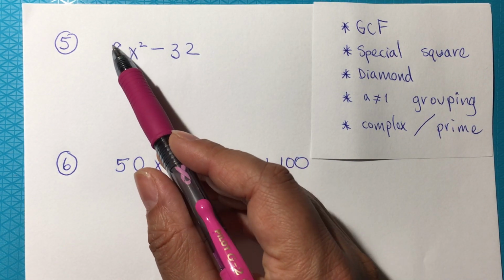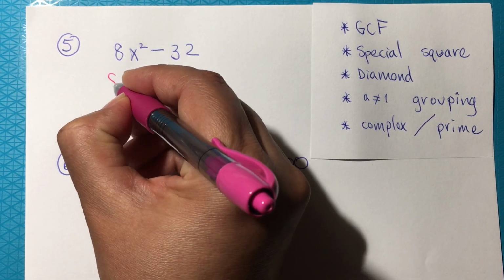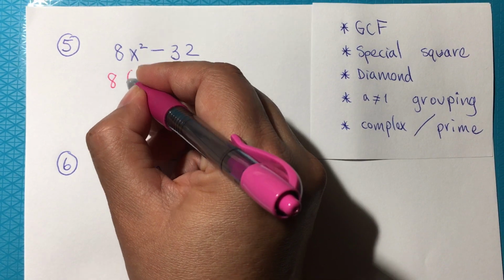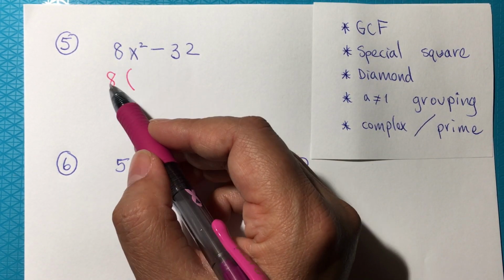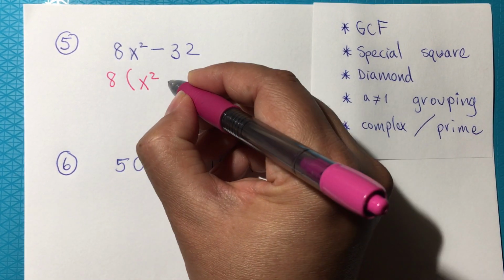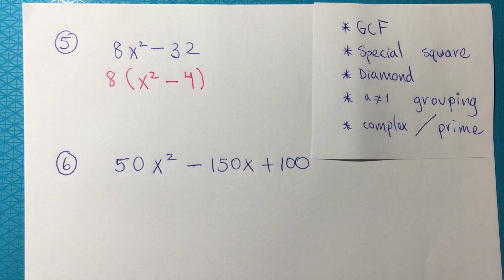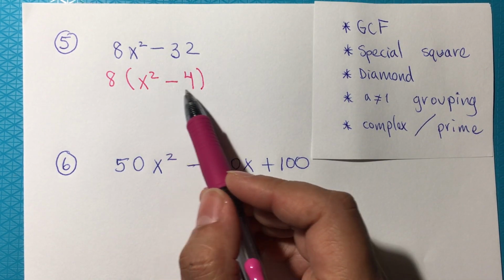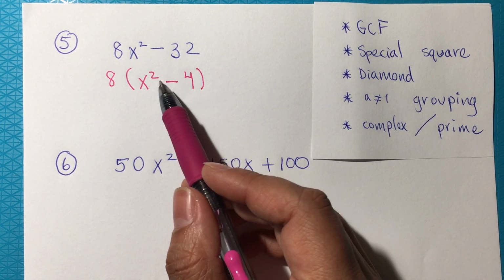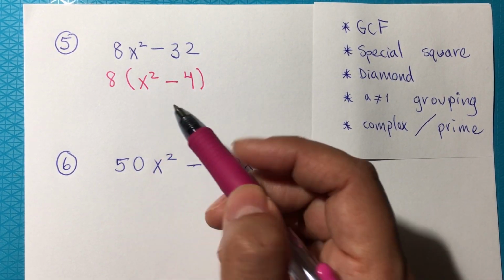And here I noticed that 8 and 32 have a greatest common factor, which is 8. And for the variable, nothing else, so that's all. 8x squared divided by 8 is x squared. Negative 32 divided by 8 is negative 4. And we would think that that's all we have to do, but guess what? This inside here has 2 factors. This is a special square, a difference of squares. This is a perfect square and a perfect square.